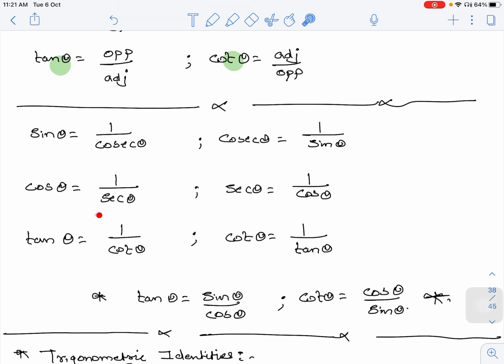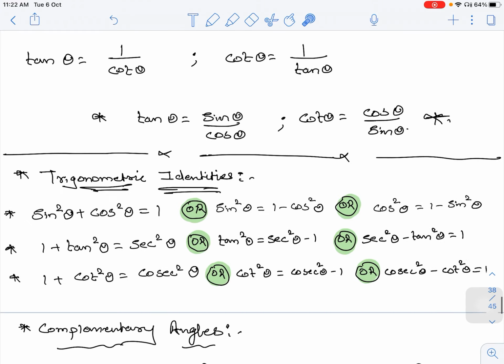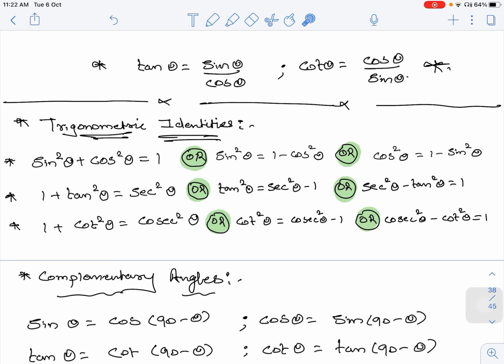Similarly, cos theta is 1 upon sec theta, therefore sec theta is 1 upon cos theta. Tan is reciprocal of cot, whereas cot is reciprocal of tan. We get two more ratios, that is tan theta can also be written as sine theta upon cos theta and cot theta can be written as cos theta upon sine theta. These ratios which we have seen now, we are going to use for solving examples of the next exercise.